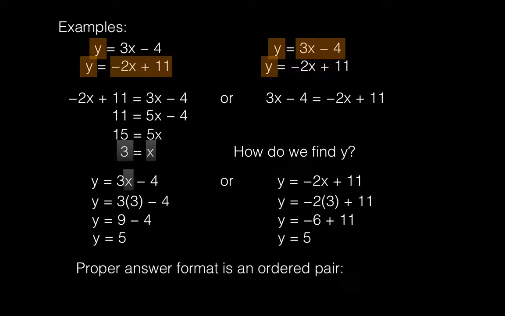Notice you get the same answer no matter what, but the proper answer that you're going to give is in an ordered pair, which means don't forget to always put your x value first and your y value second, no matter what order you learn it in. So that would give you your ordered pair of (3, 5). All right.